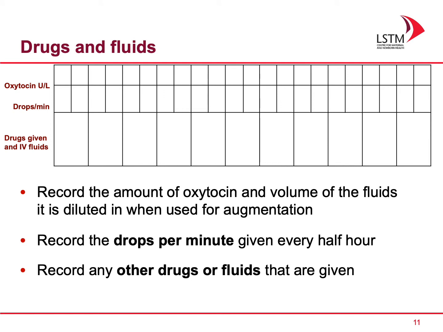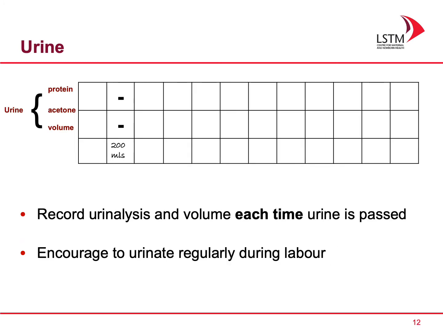If oxytocin is being used for augmentation, record the amount of oxytocin and the volume of the fluids in which it's being administered. Record the drops per minute every half an hour, and also record any other drugs or fluids that are being given to the woman. Encourage the woman in labour to urinate regularly and measure the volume and test it and record urinalysis each time urine is being passed.